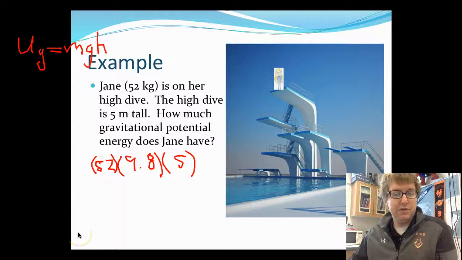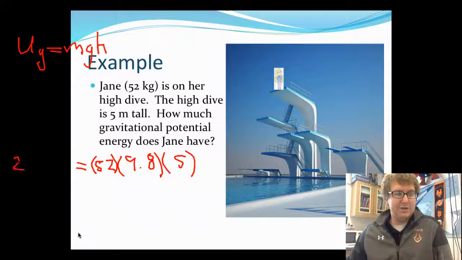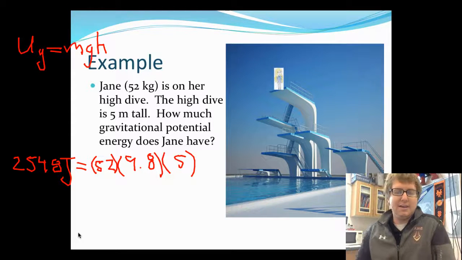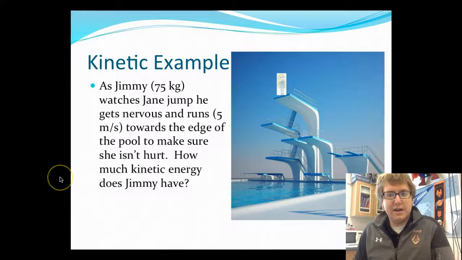If we do 52 times 9.8 times 5, if we solve for that, that is equal to 2,548 joules. That is how much gravitational energy she has. Now, throughout this situation, see how she's kind of in that box on the high dive? Throughout this situation, she is going to have that much.